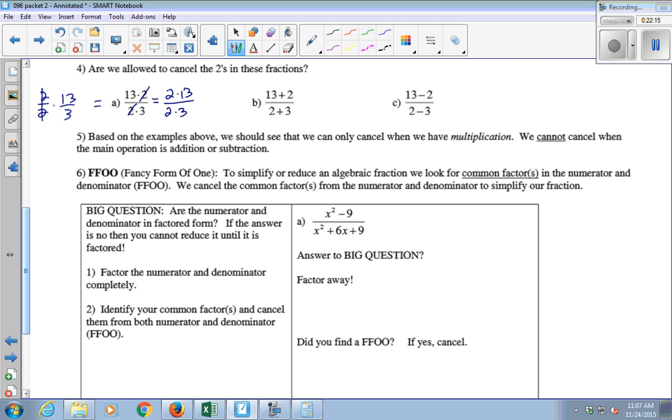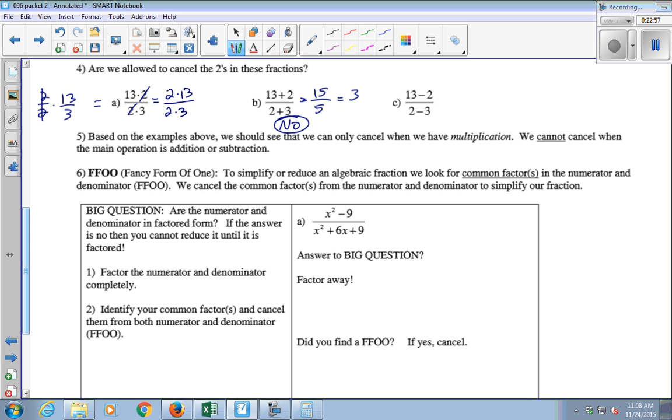All right, how about with part B? Can I cancel the 2's? Let's see. If I actually just do the arithmetic, like Abby mentioned earlier, the order of operations, you have to do the top and the bottom of the fraction first. So this becomes 15 over 5, which reduces to 3. If I just canceled the 2's, it would look like my answer is 13/3, but that's not right. So I can't cancel the 2's in this case. So this one is a big no.